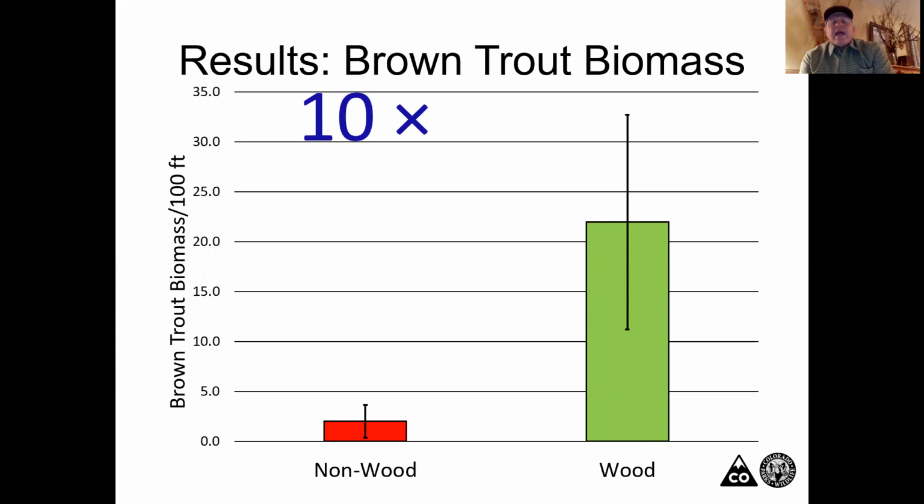And then finally, we were interested in one other metric, which was brown trout biomass. Brown trout biomass, which is the pounds of brown trout per acre. And that was pretty extraordinary too. We found that the wood type of pools, the pools where we introduced wood, had 10 times higher biomass than the non-wood pools.